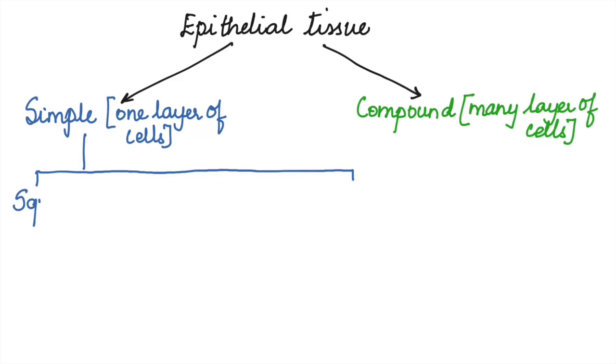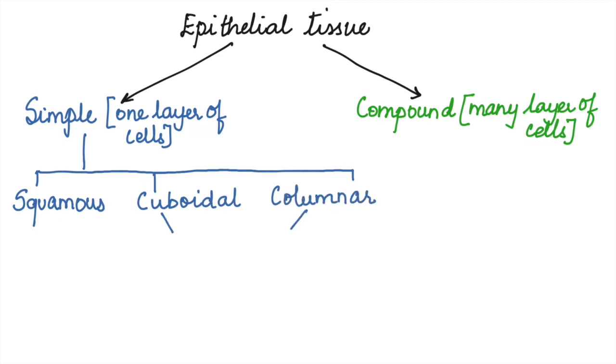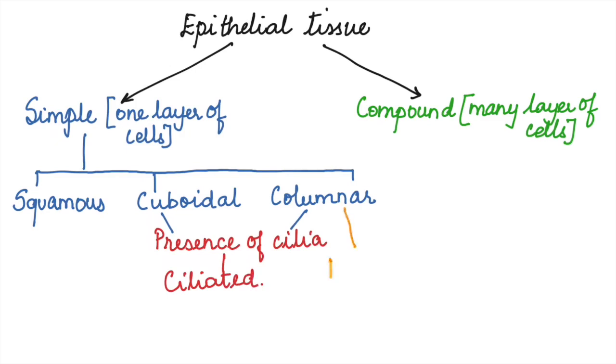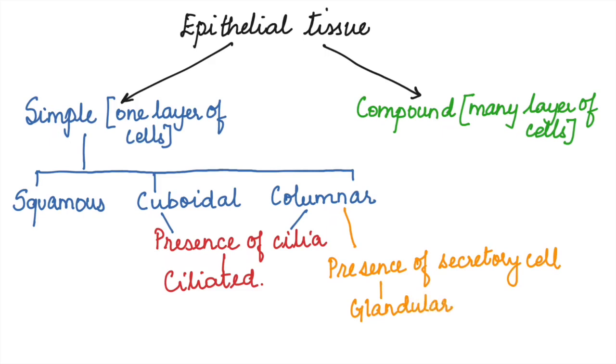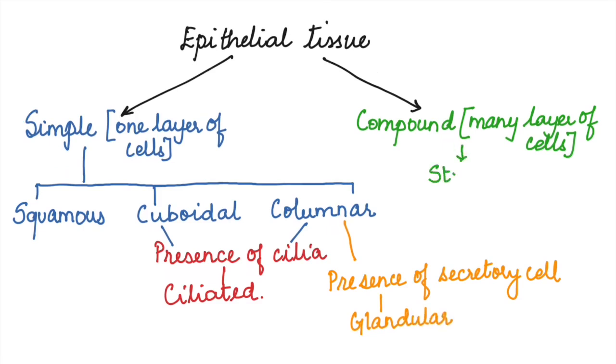So here squamous has flat cells, whereas cuboidal epithelium has cube-like cells and columnar epithelium has column-like cells. The cuboidal and the columnar epithelial cells may show presence of cilia on their apical surface, and such an epithelium is called ciliated epithelium. Columnar epithelium may also show presence of secretory cells, and these are called glandular epithelium. The compound epithelium is also called stratified epithelium.